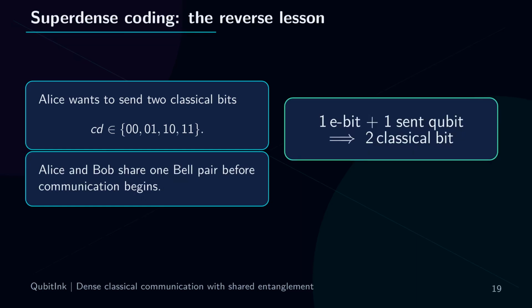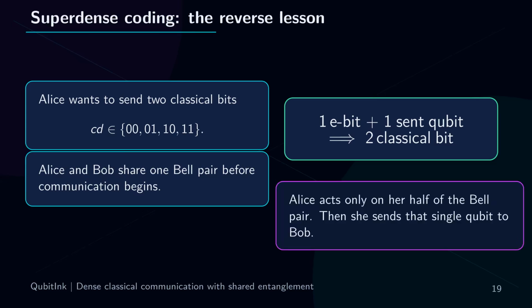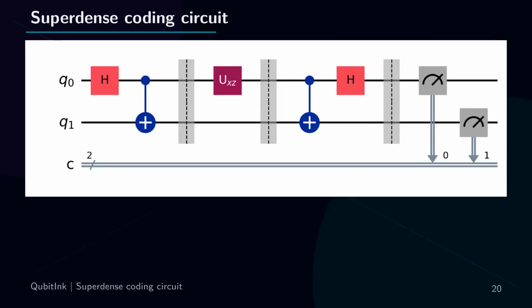Alice acts only on her half of the pair. Then she sends that 1 qubit to Bob. With his own half of the Bell pair, Bob can recover the 2 classical bits. The resource identity is this: 1 shared E-bit plus 1 sent qubit gives 2 classical bits.